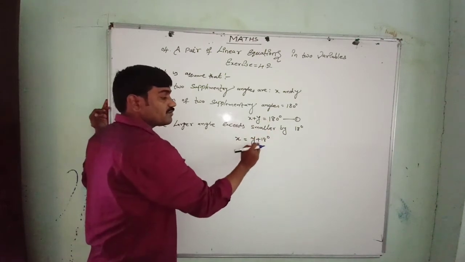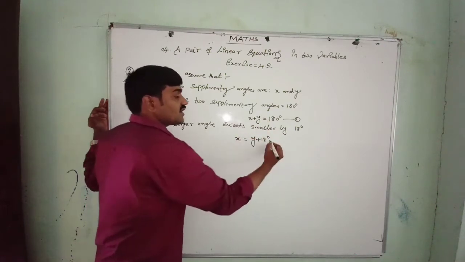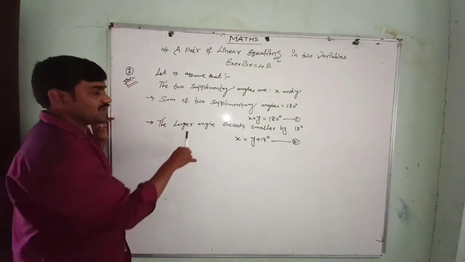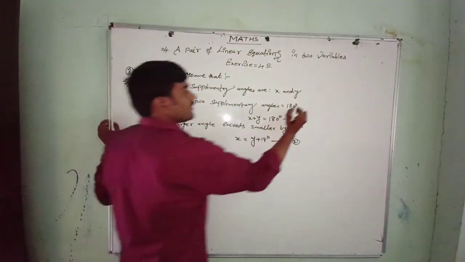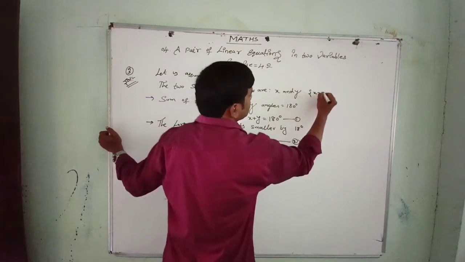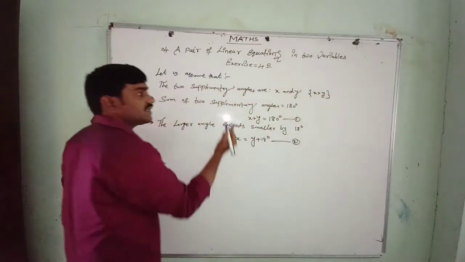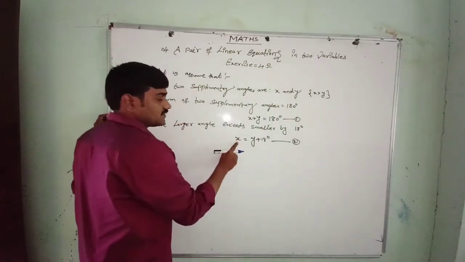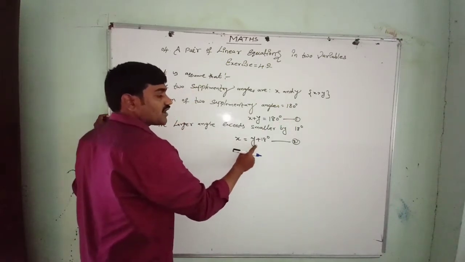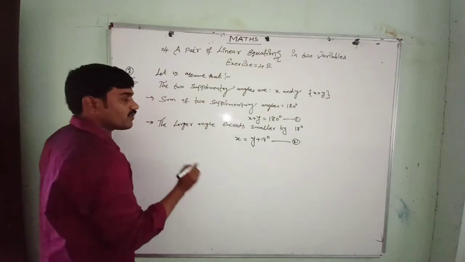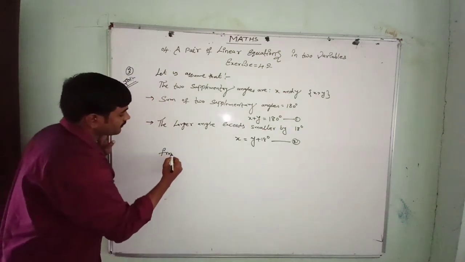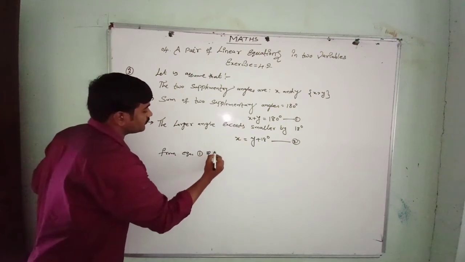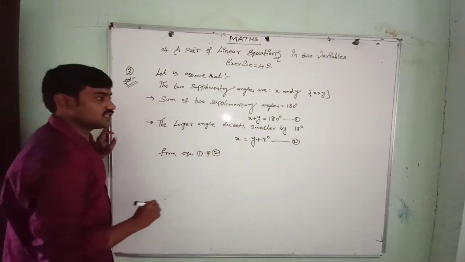So this is the smaller one plus 18 degrees equal to the larger one. That is equation number 2. The larger one is x. Here we assume again x is greater than y. So the larger angle x equals the smaller angle plus 18 degrees. We get equations 1 and 2 and will use the elimination process.